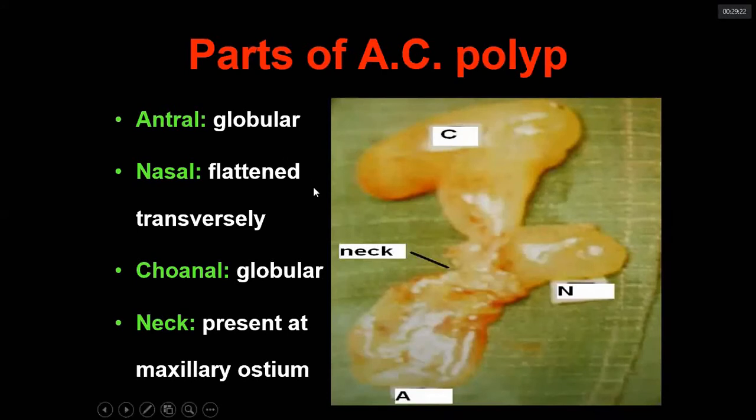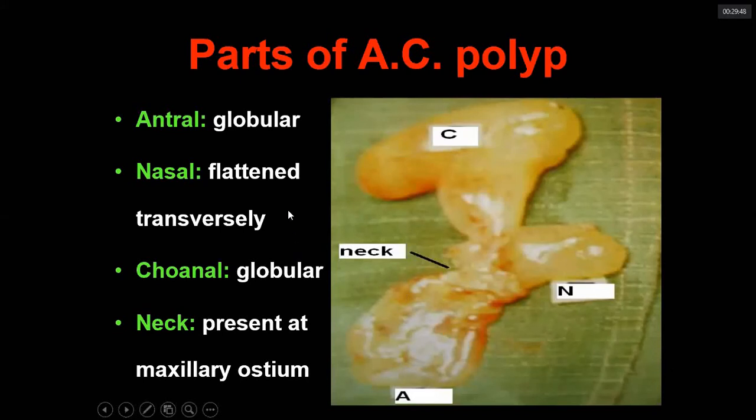This is also very important for you. What are the different parts of the AC polyp? In the books, they may have made mention of the phrase: the AC polyp is dumbbell shaped. Dumbbell, the ones you use in the gyms and even at your homes. So this is one part, this is one part, and here is the thin connecting part. So A, C, N.